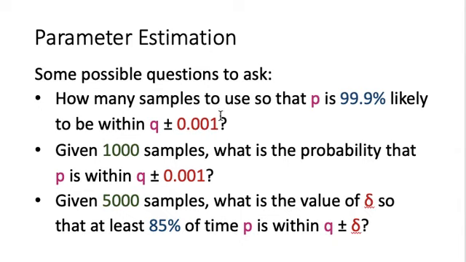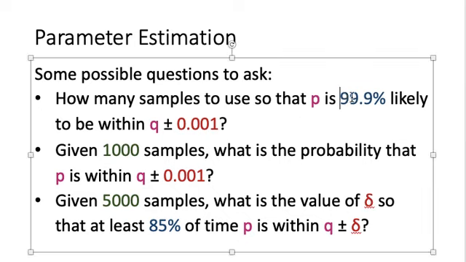Here we see that in these questions, we have some parameters, like the probability that P is within a range of Q plus or minus something. So there is a probability value here, and also the number of samples that may be changing, and also the delta value, the plus or minus delta, that we may be changing.